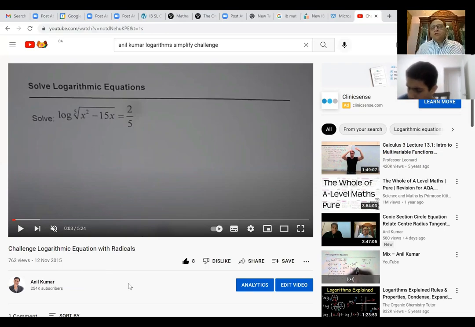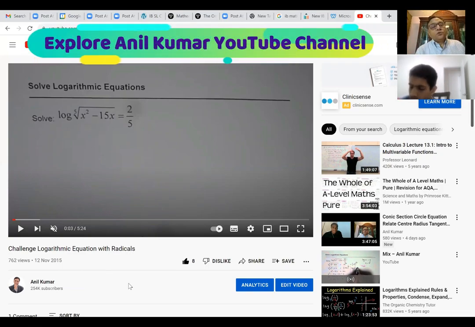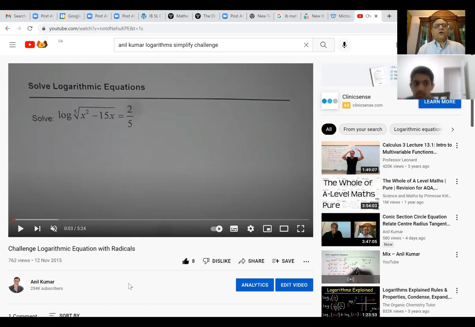Now we are using a lot of roots here. Radical function: log to the fifth root of x squared minus 15x equals 2 over 5. So how will you do this? When we write log, it means it is to the base 10, correct? So if you want to write this as an exponential equation, how will you write it?